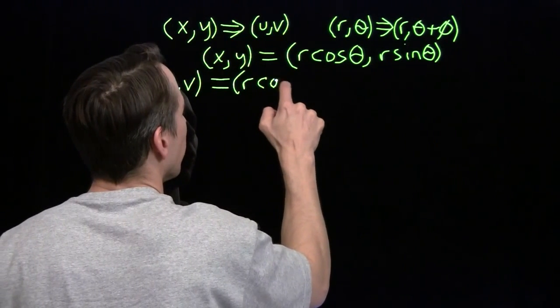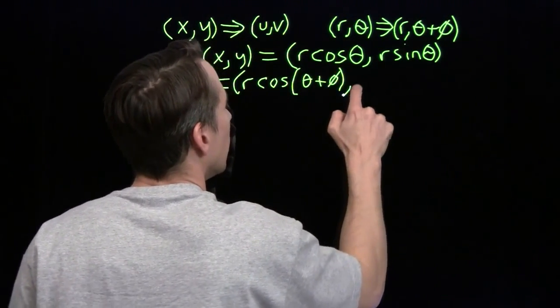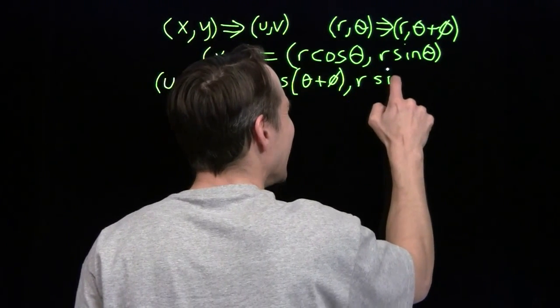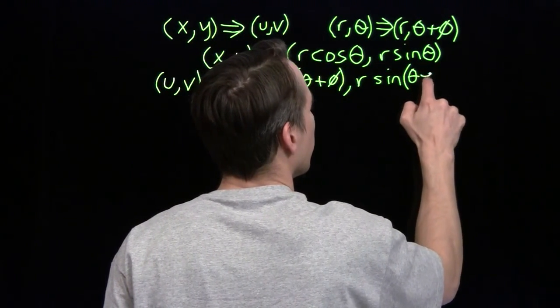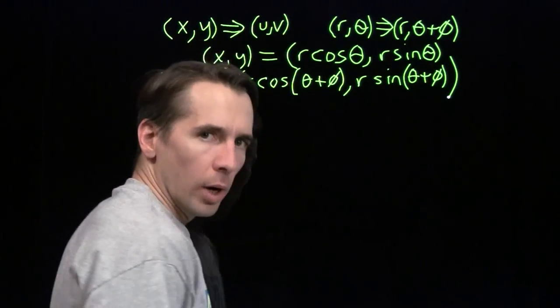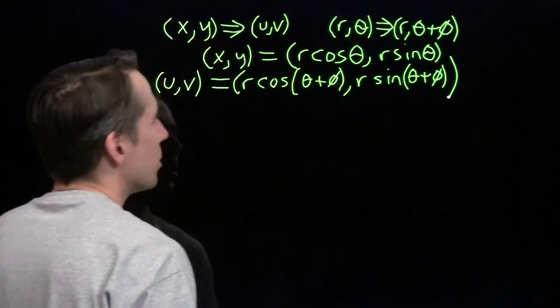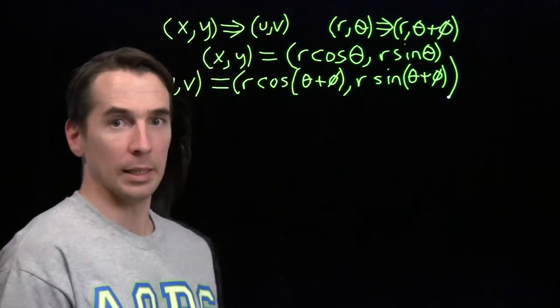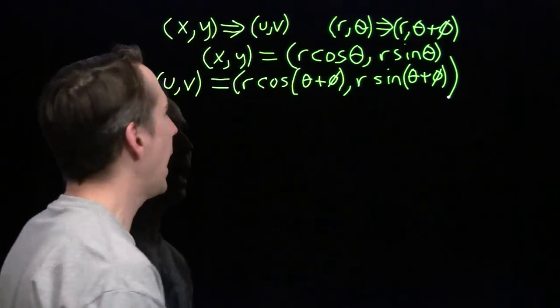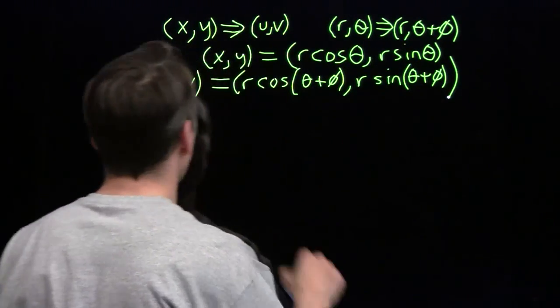So that's r cosine (theta plus phi), r sine (theta plus phi). Now what? It's a very special problem-solving technique: if there's only one thing you can do, do that. The only thing we can do is break out the angle sum formulas here. Cosine of an angle sum, sine of an angle sum.